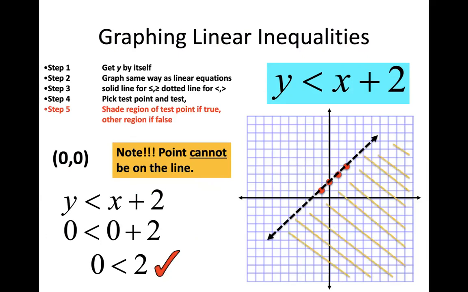Now, what do I mean by shading? I mean that right there. Some people put a squiggly line, but you shade. Some people actually do a complete shading. It's entirely up to you. Now, what would have happened if 0, 0 had been false? I would have shaded the other side of the dashed line. So you always shade the true region.